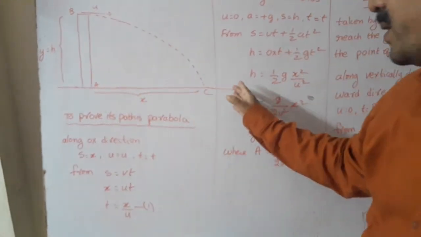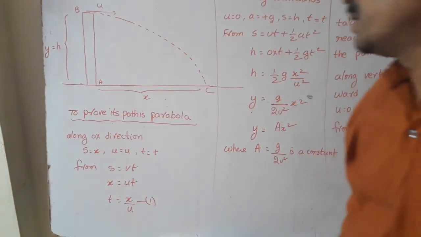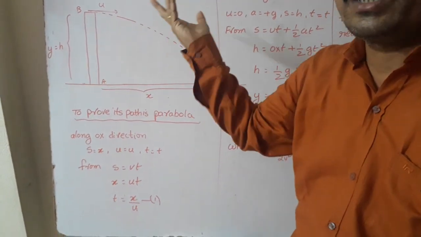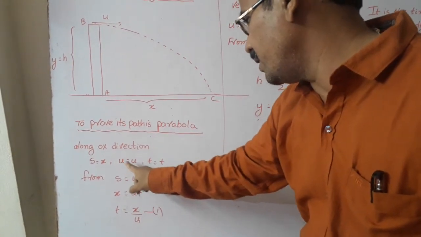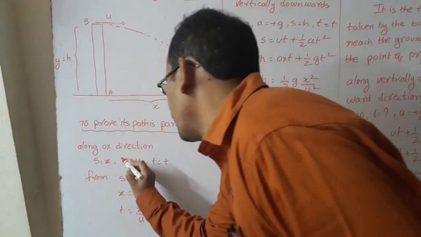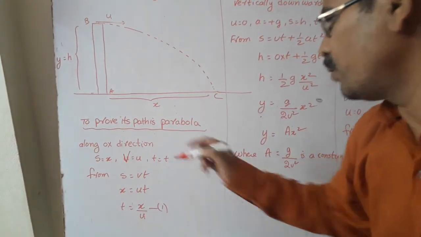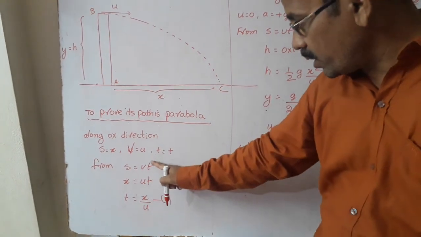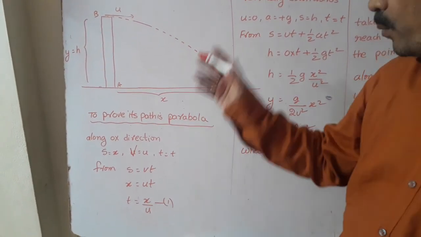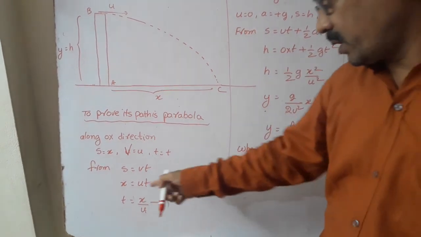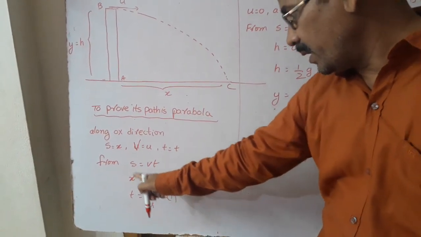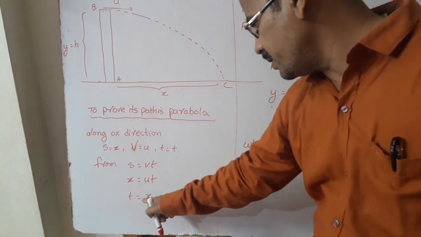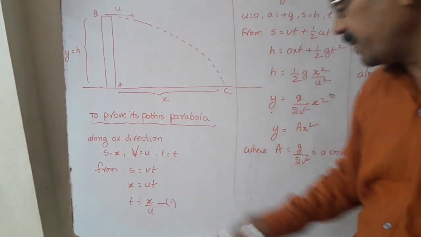Along horizontal direction, s is equal to x. u is a uniform velocity. Its value does not change. So, velocity v is equal to u and time t is equal to t. Substituting in s is equal to vt, we know this is the formula for a body moving with uniform velocity. So, instead of s, x is equal to ut, or t is equal to x by u. This is equation number 1.